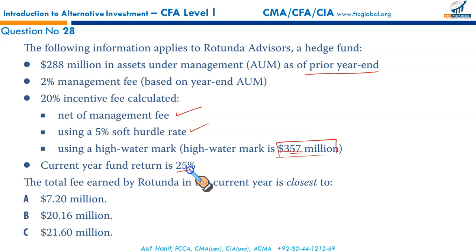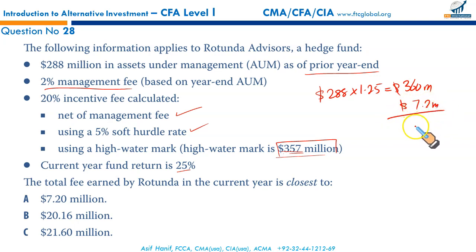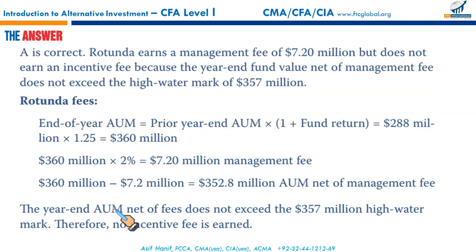And current year fund returns are 25%, which means your fund at the start had a value of 288 million, which went up by 25%, which means the closing value of the fund is $360 million. And out of this 360 million, 2% has to be paid as a management fee, which is 7.2 million, which means the net of management fee, the fund value falls to 352.8 million, which is clearly less than the high water mark, which means net of fee, the fund does not exceed 357, so there is no incentive fee earned. So the total fee earned is 7.2 million. That makes A the correct option.